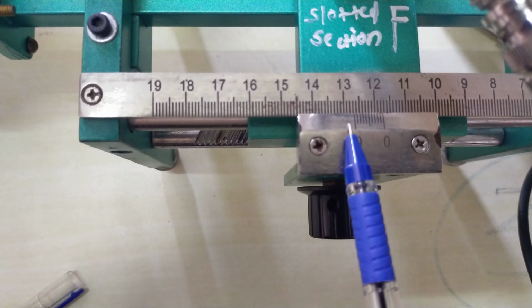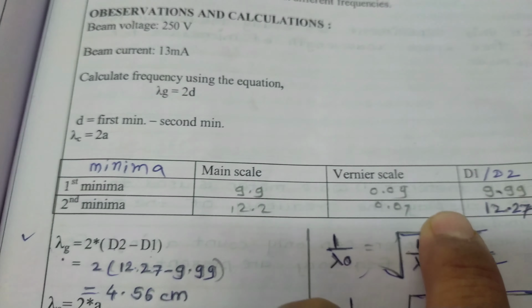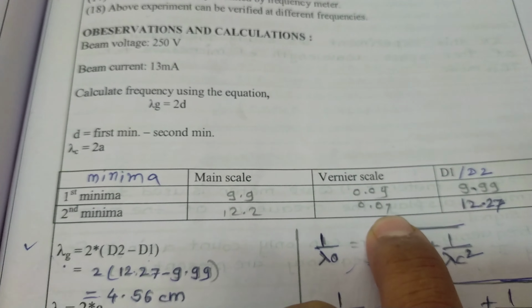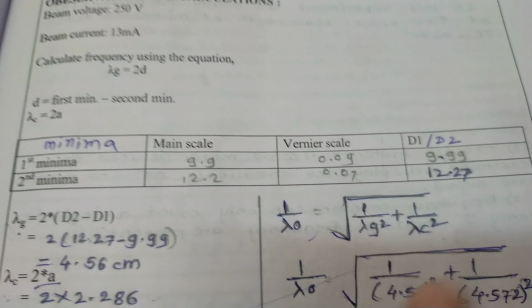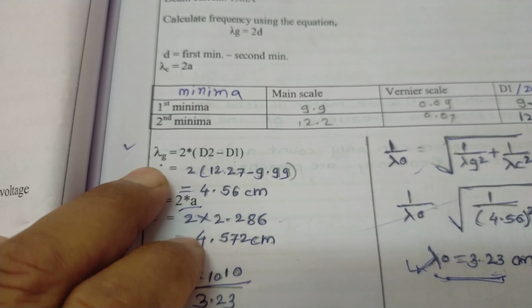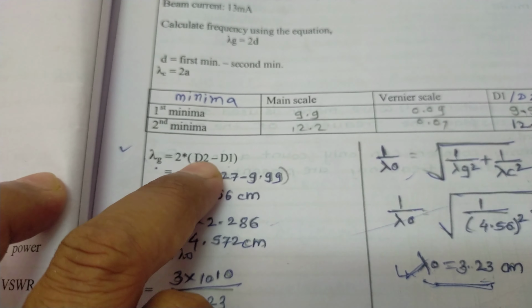By observing carefully, we have got these readings. The main scale reading is 12.2 and the vernier scale reading is 0.07. If you add, we get 12.27. Then we have to find lambda g, that is the guided wavelength, which is given by twice of D2 minus D1.